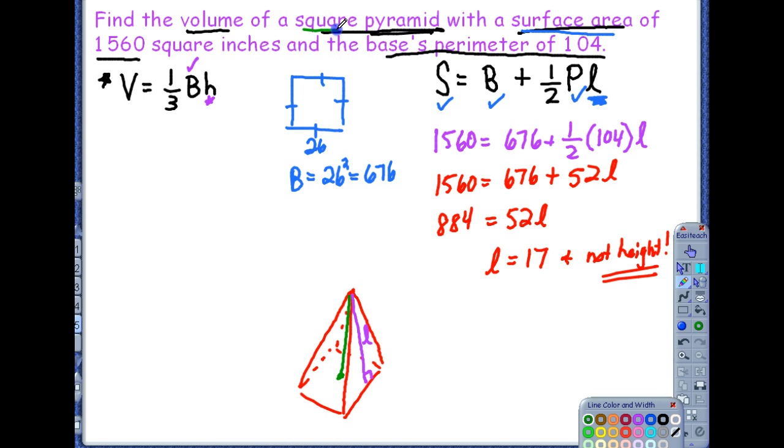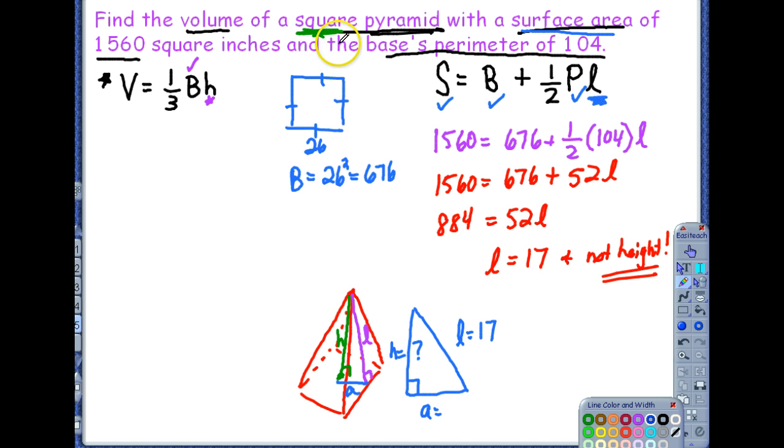When the height goes straight to the center, or if it's a regular pyramid, which a square is, this is the height. And that makes a right triangle with the apothem. So if I could figure out what my apothem is, I could use the Pythagorean theorem with the slant height that we've just found. So let me draw this right triangle. This is your slant height, which is your 17. Our height is our unknown. That's what we're trying to find. This is the apothem.